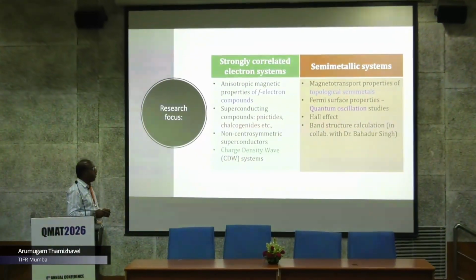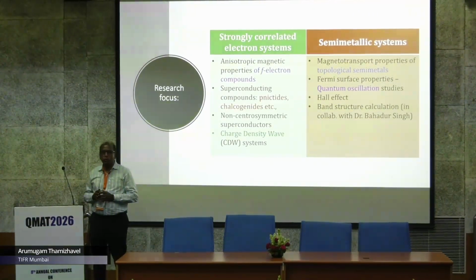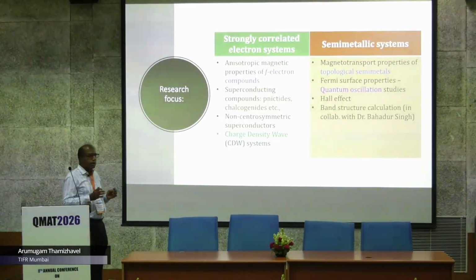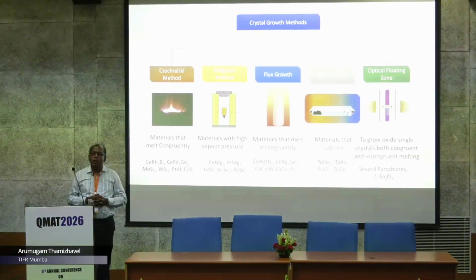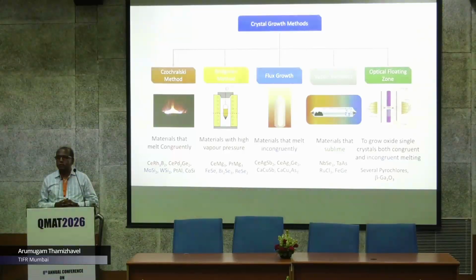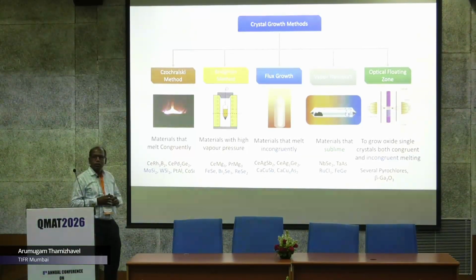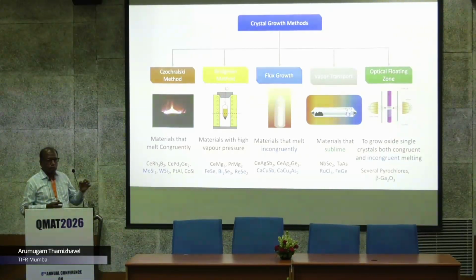Okay, so all these works we do only on single crystalline samples. We don't work on polycrystalline samples. We grow the single crystals and we study the anisotropic physical properties. And for this, we employ various crystal growth techniques. For example, this is the Czochralski method. The Czochralski method is where you just melt the compound, insert a seed crystal, and you can pull that.